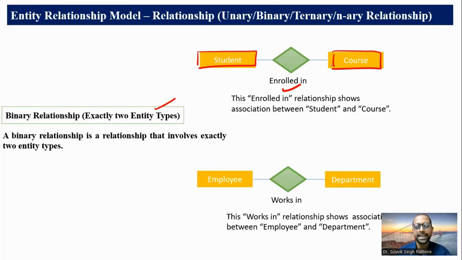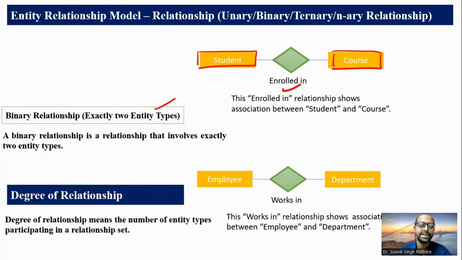A student can enroll in a course, and a course can have different students enrolled in it. So the relationship establishes an association between two entity types, the student entity type and the course entity type. Since two entity types are involved, the degree of relationship is 2.